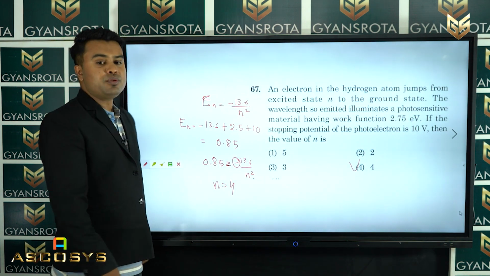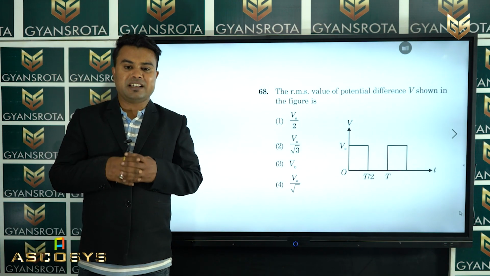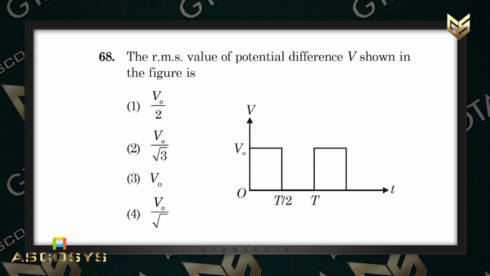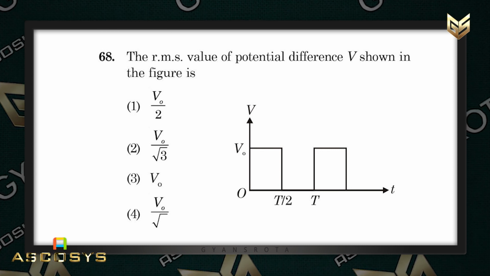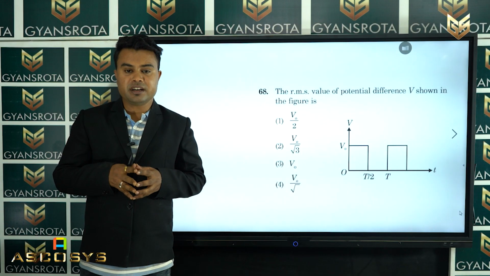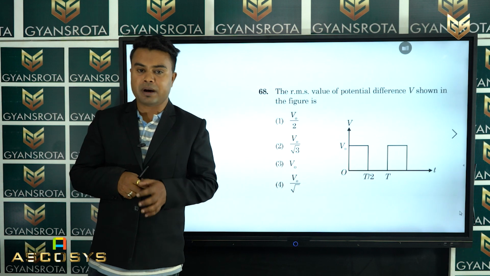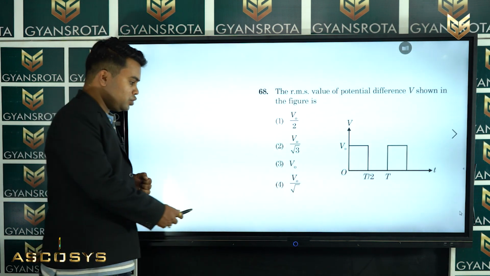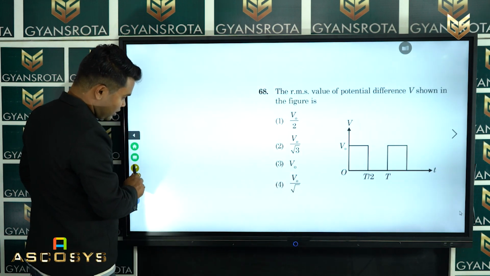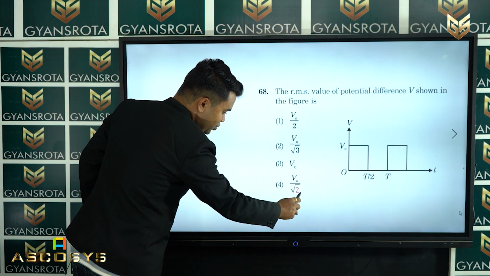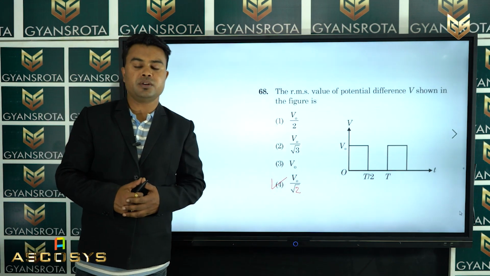Now, let us move to the next question, that is question number 68. Question number 68 says that the RMS value of potential difference V as shown in the figure is. This is a question from alternating current where you have to find the RMS value, which will come out to be V naught by root 2. The option is not given directly, so it will be root 2. So this is the correct answer, option number 4, V naught by root 2.